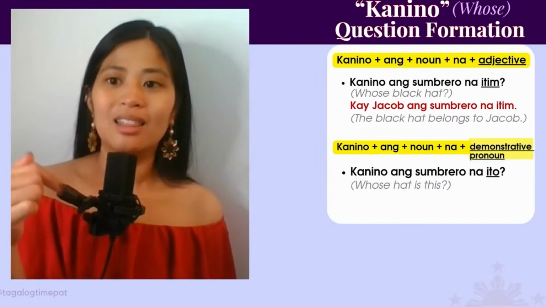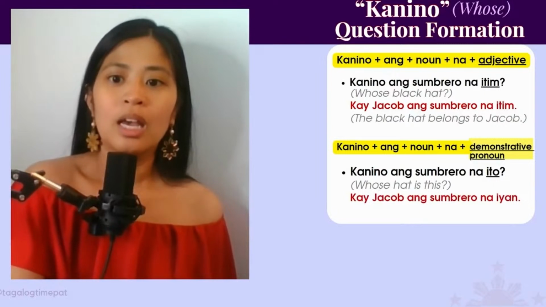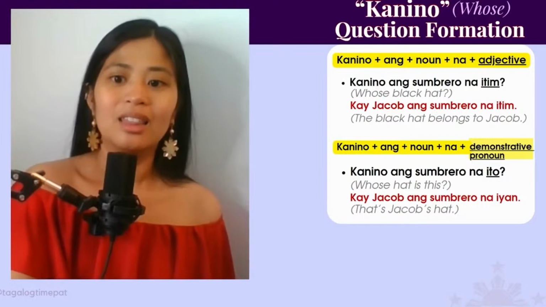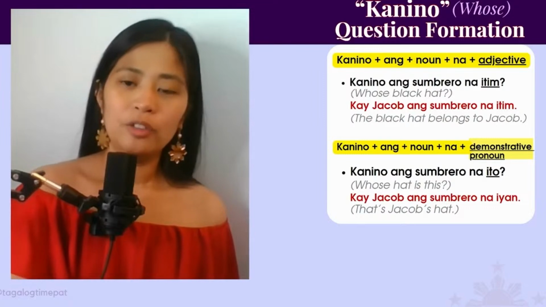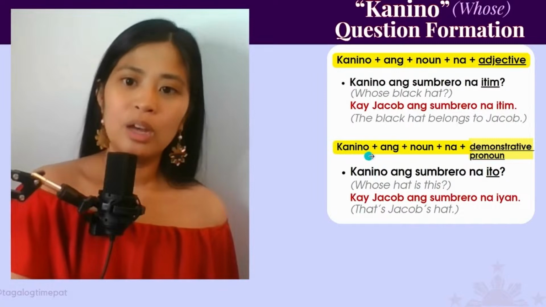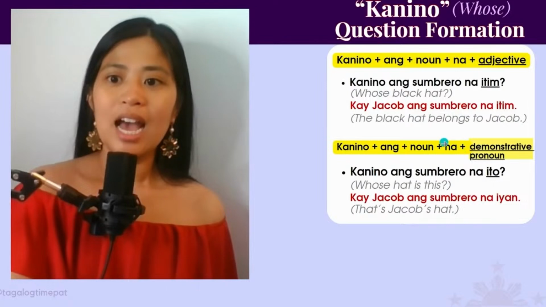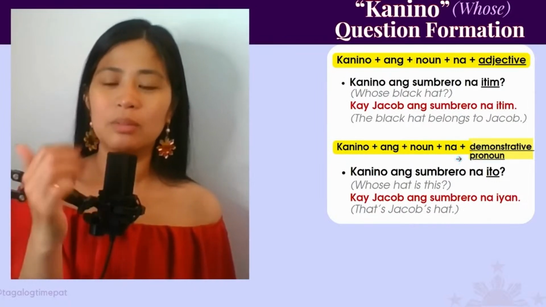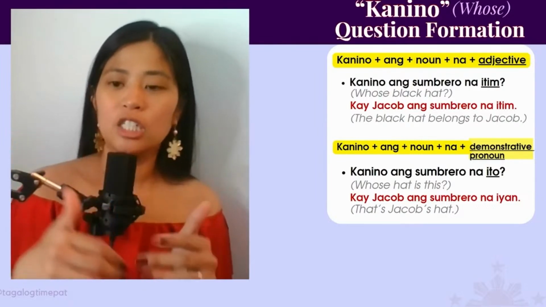So whose hat is this? Whose hat is this? Kanino ang sombrero na ito? And the response, kay Jacob ang sombrero na iyan. That's Jacob's hat. Okay, so hopefully you can see here, there's just this pattern of kanino, then the noun, ang plus a noun, na, it's like a sentence marker.